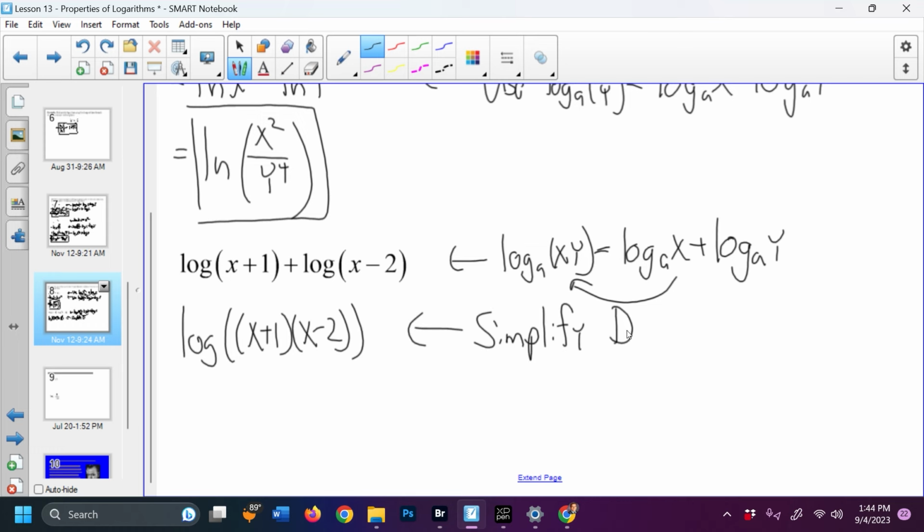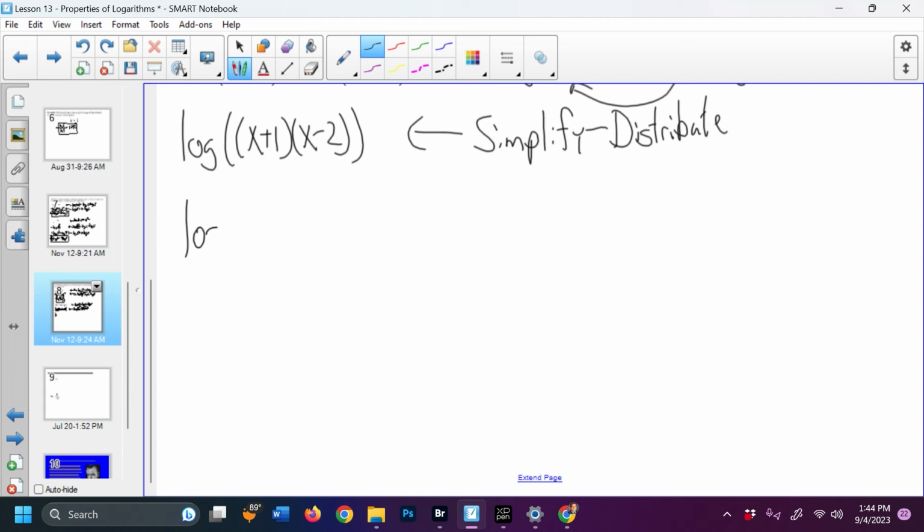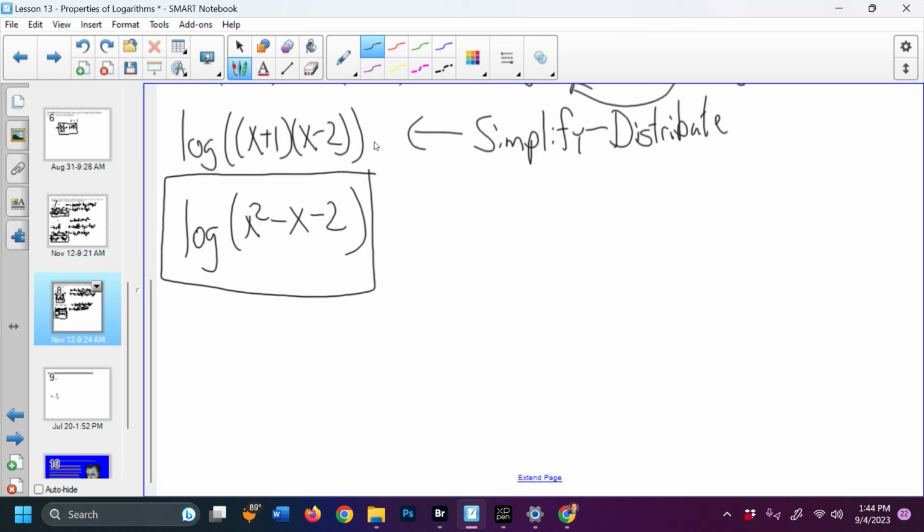And we'll do that by distributing. And when I distribute, I still have my log. And then it'll be x times x is x squared. X times negative 2 is negative 2x. 1 times x is 1x. Plus the negative 2x is negative x. And then 1 times negative 2 is negative 2. We'll put a box around that, and we will say that that is our simplified version.